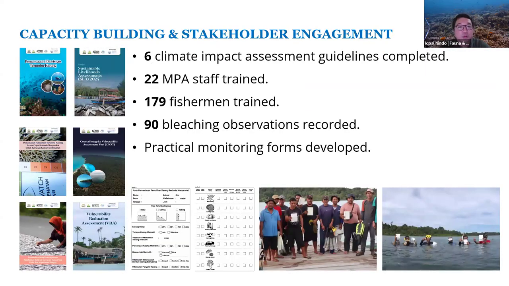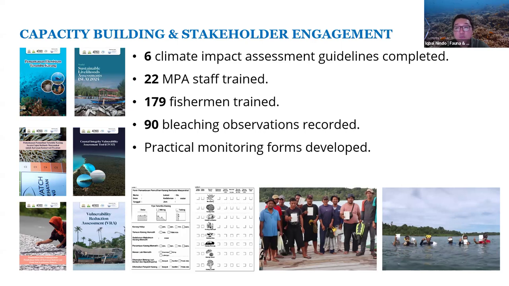Another key part of this project was strengthening local capacity and keeping stakeholders actively involved. Throughout the project, we developed 6 climate impact assessment guidelines. These documents pull together all the approaches we use, like the vulnerability assessment, reef monitoring, and climate resilience planning, so the MPA staff and partners can continue applying the same methods long after the project ends. We also worked closely with teams on the ground, where a total of 22 MPA staff joined trainings on climate resilience management and vulnerability analysis, as well as the Marxan modeling.